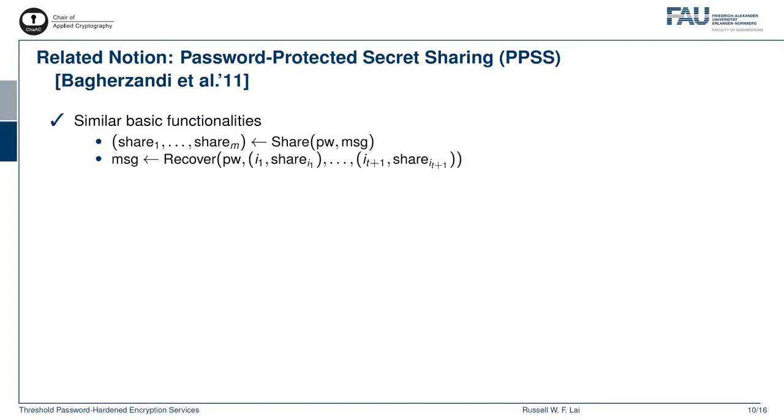PPSS has a similar basic functionality, namely, it allows one to share a message with respect to a password into m shares, share 1 up to share m. Then, given more than t of the shares and also the password, one can recover the message, just like in PHE or TPHE. However, the two distinctive features of PHE and TPHE are missing: it does not support per-client rate limiting and it does not support key rotation.